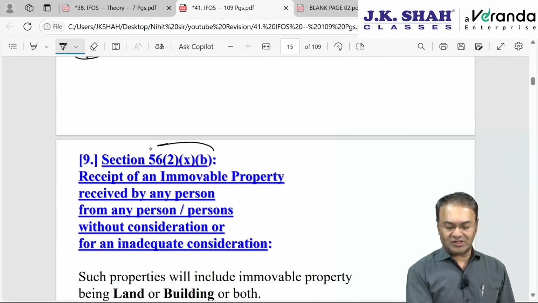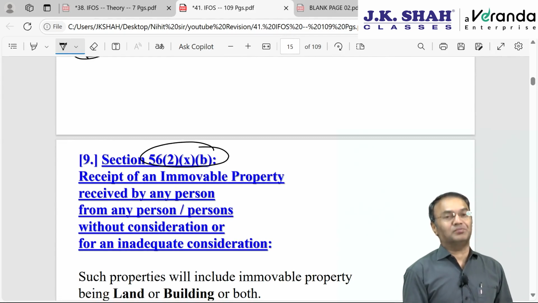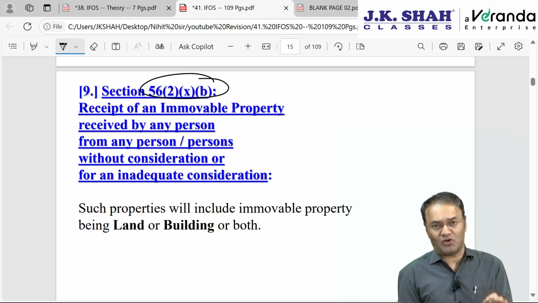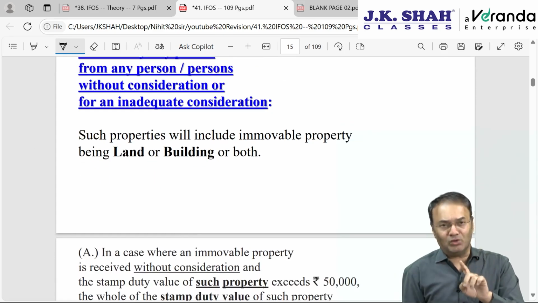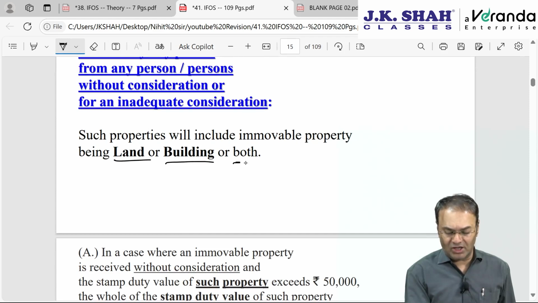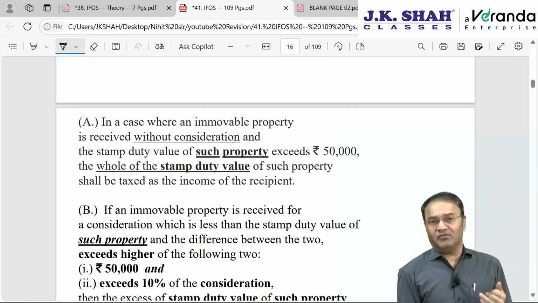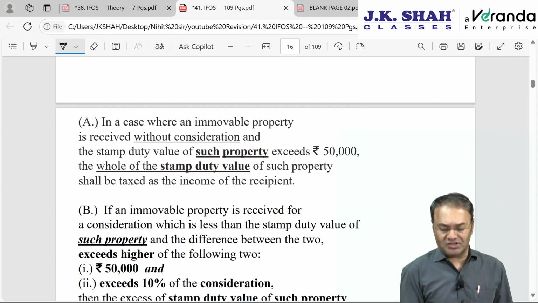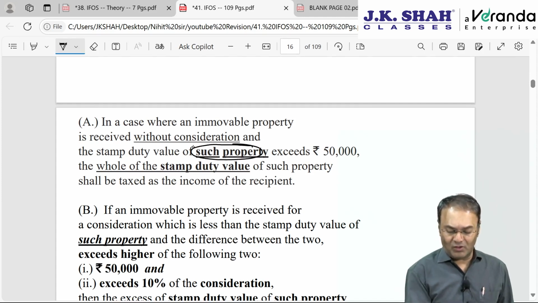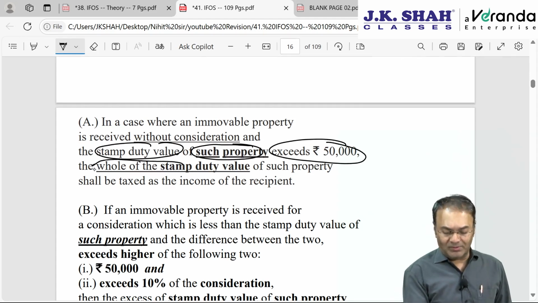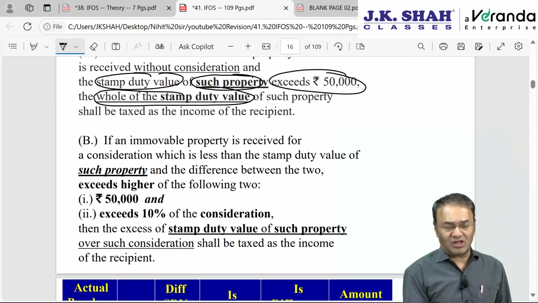Okay. Then 56 subsection 2 clause 10 subclause B. Receipt of immovable property, residential or commercial, receipt by any person from any person, subject to 22 exceptions which we will be discussing. It could be land, building or both. However, here are two possibilities: receipt without consideration, receipt for inadequate consideration. If the stamp duty value of such property exceeds 50,000 rupees, then the entire stamp duty value will be taxable in case of receipt without consideration, the full amount. If receipt for inadequate consideration, then only the difference amount is taxable.